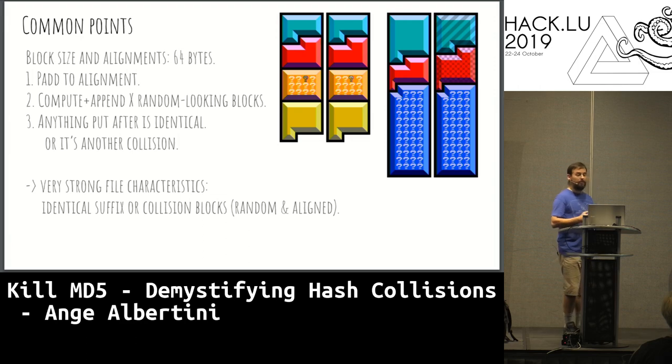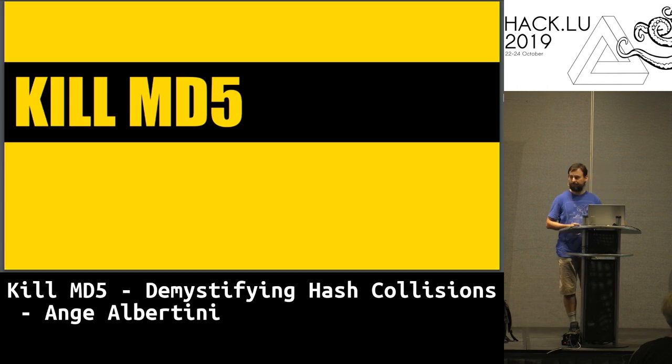So now, the common points of these two attacks is that, again, we work with alignments of 64 bits, and then there is some padding, then there is some computing which happens, a few random-looking blocks, and then anything that is put after is either identical or it's another collision. So these files can have different content. They may have the same hash, but from a file structure perspective, they have some very strong giveaway at the end.